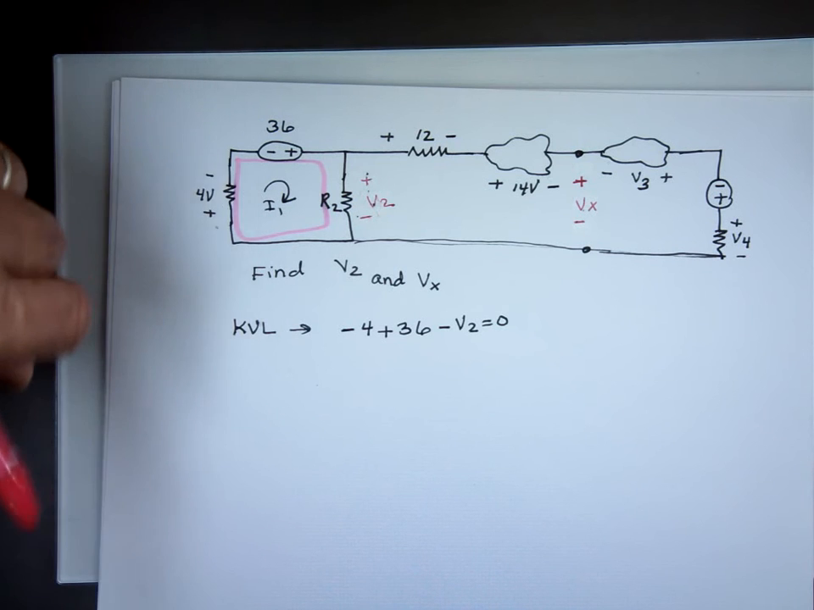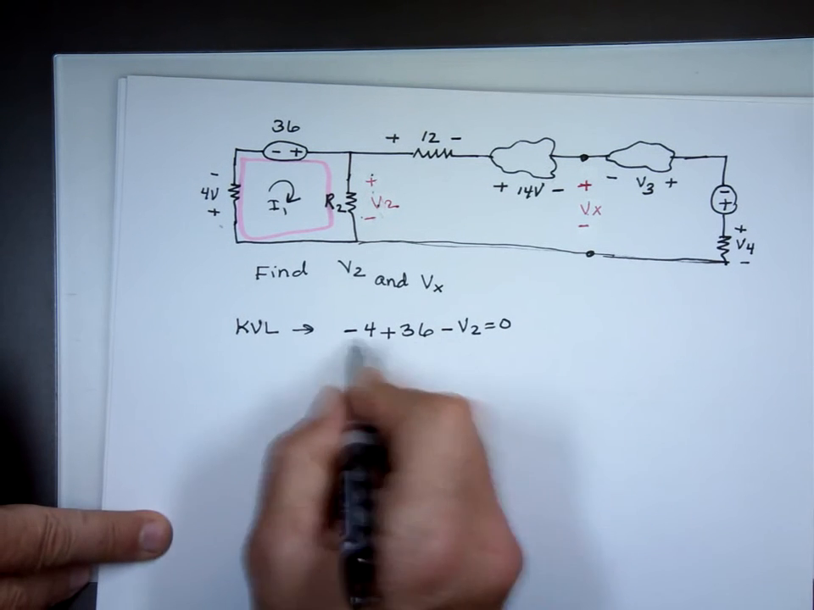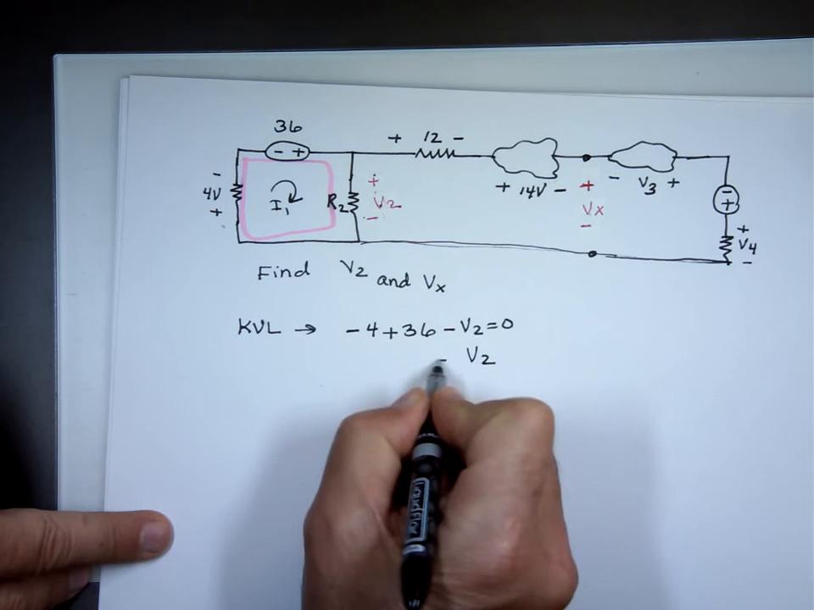Come back here. So you do the math. V2 equals what? 32 volts.